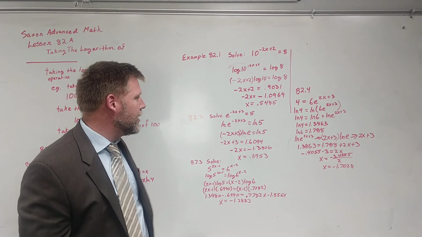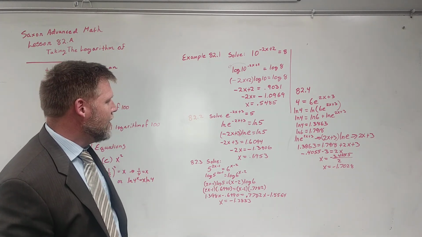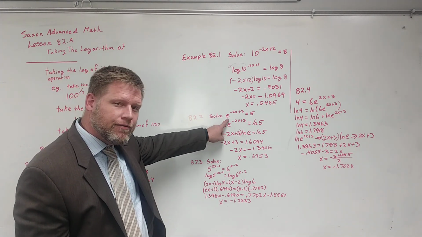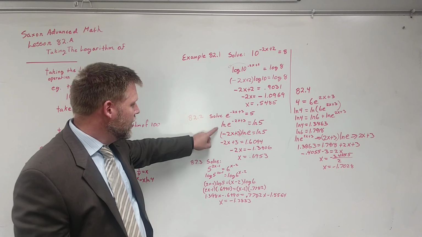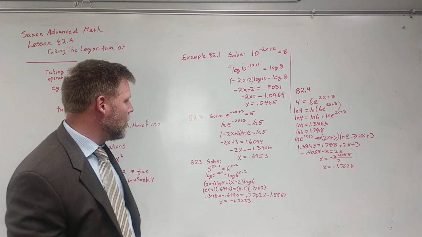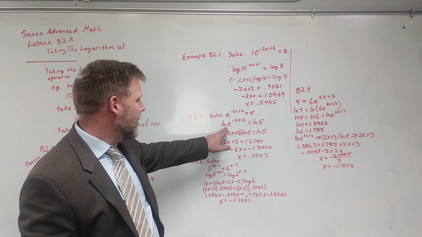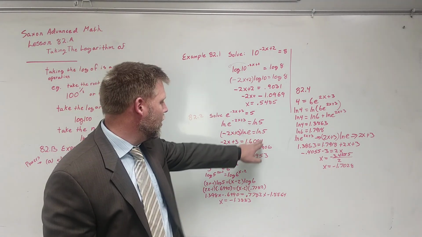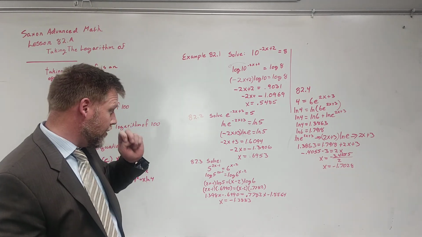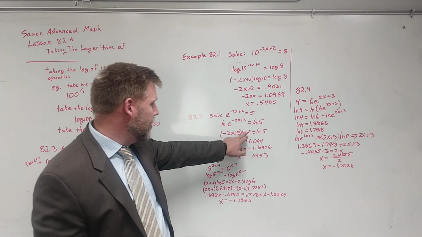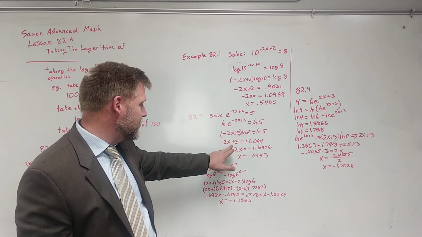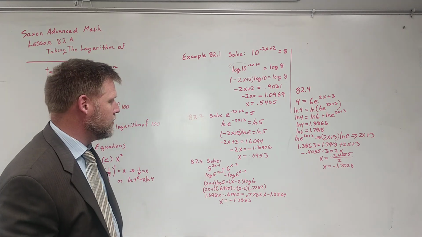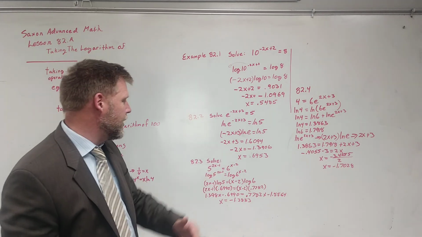Solve e raised to the negative 2x plus 3 equals 5. What's the opposite operation of the e, which is ln? So I take the ln of both sides, the natural logarithm, and when I do so, I realize that this negative 2x plus 3 can become a coefficient. And then I take the ln of 5 and get 1.60494, and the ln base e cancels out, and then I do negative 2x plus 3, and then I solve it algebraically.